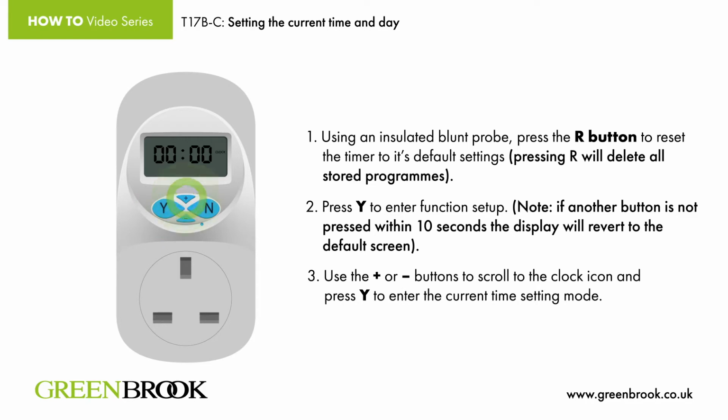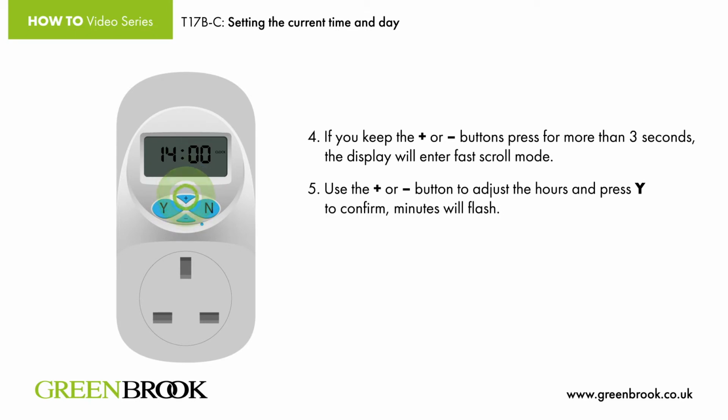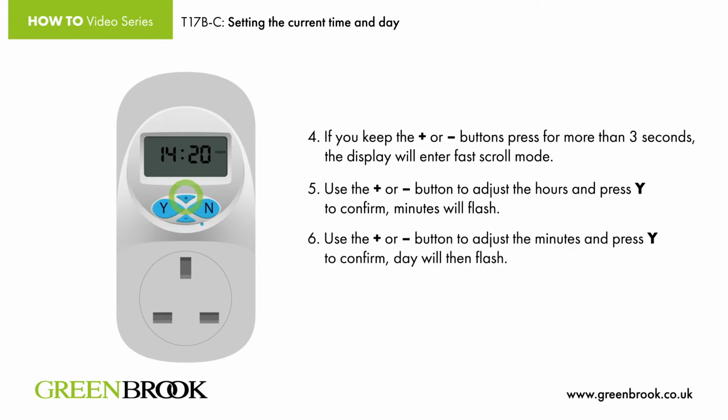3. Use the plus or minus buttons to scroll to the clock icon and press Y to enter the current time setting mode. 4. If you keep the plus or minus buttons pressed for more than 3 seconds, the display will enter fast scroll mode. 5. Use the plus or minus button to adjust the hours and press Y to confirm. Minutes will flash. 6. Use the plus or minus button to adjust the minutes and press Y to confirm. Day will then flash. 7. Use the plus or minus button to adjust the day and press N to exit.